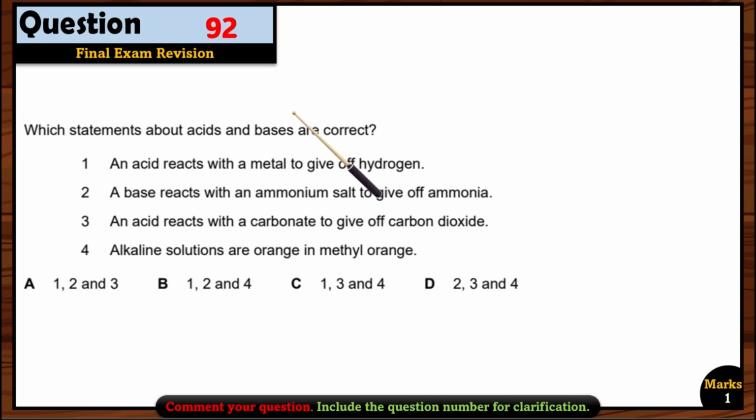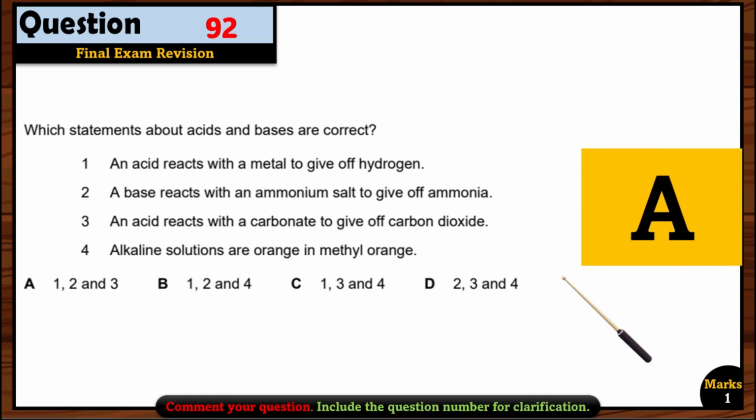Question 92. Which statements about acids and bases are correct? An acid reacts with a metal to give off hydrogen, right? Whenever an acid reacts with a metal, it always produces hydrogen. Second, a base reacts with an ammonium salt to give off ammonia. Yes, that's also right. An acid reacts with a carbonate to give off carbon dioxide. That's also right. Whenever acids react with carbonates, they give carbon dioxide gas. Number 4, alkaline solutions are orange in methyl orange. That's wrong. They are yellow. So 1, 2, and 3, that is option A, is correct.